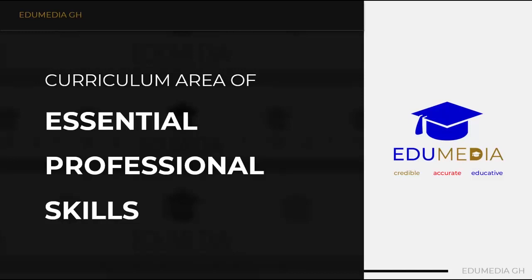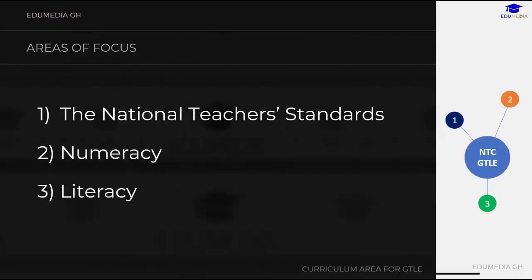The areas of focus under the Ghana Teacher Licensure examination include the National Teachers Standards, also known as the Essential Professional Skills, the numeracy, that's the mathematics aspect of it, and then the literacy, that's the English aspect of it. In one of our previous videos, we explained the curriculum areas of the numeracy part of the examination. There's a link in the description section below for you to check it out. In this video, we'll explore the curriculum area of the essential skills.